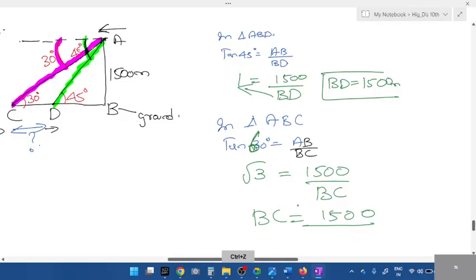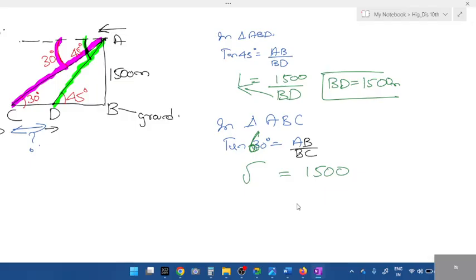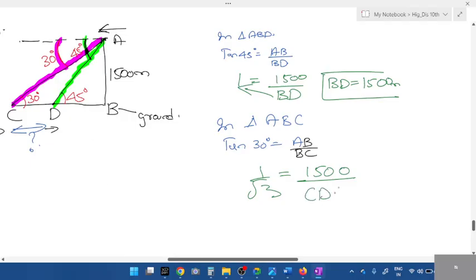You can convert it into cot, the complementary and reciprocal relation. 1500 times 1 by root 3. BC, you can split BC into two parts. What are the two parts, students? BC is split into CD plus BD. Cross multiply. CD plus BD is equal to 1500 into root 3.